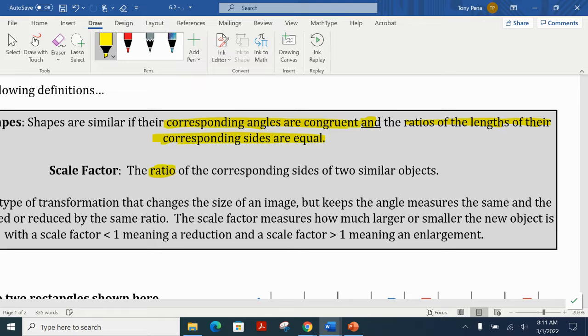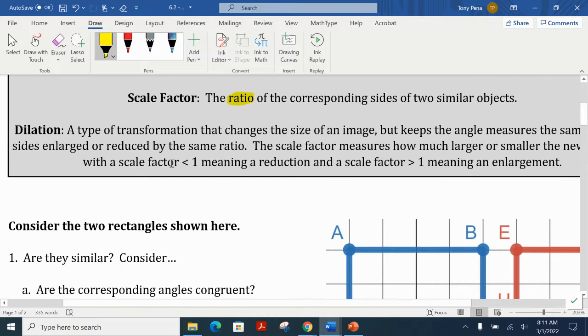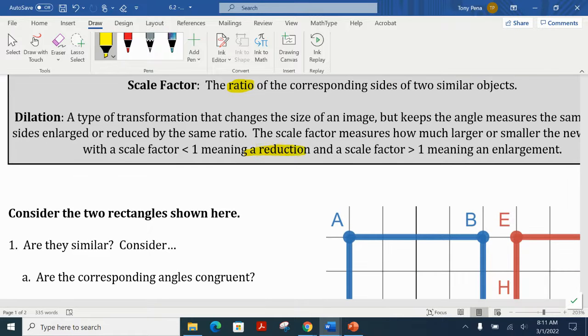The ratio that takes you from one to the other. All right, what do we multiply by? And then a dilation is, again, us just changing the size of a shape. A reduction is the official word if we shrink it, and that's when our scale factor is less than 1. The enlargement is the fancy math word for when we make it larger, and that's when our scale factor would be greater than 1. Okay?